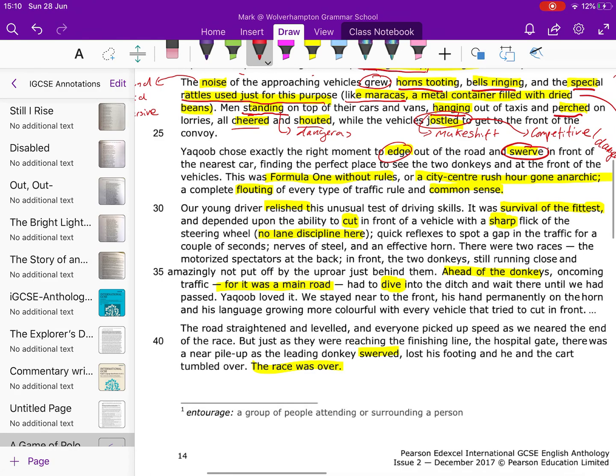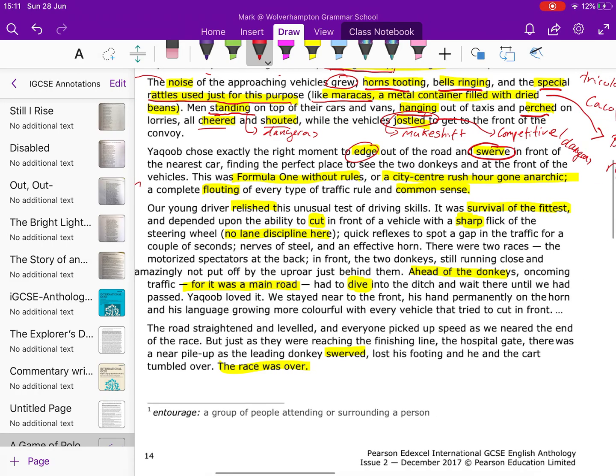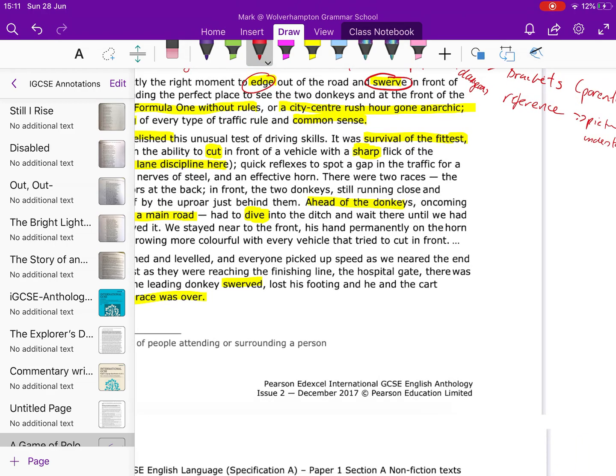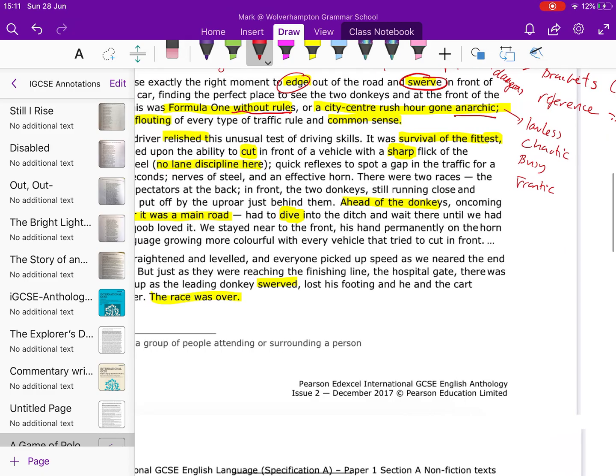Now we have some more comparisons that would work for us as a Western audience. Remember, part of her intention as a writer of a travelogue is to inform and explain, and that's what she's doing here. So the comparison to what we would understand, this was Formula One without rules, a city centre rush hour gone anarchic. So two things we're familiar with, and both examples have the idea of it being lawless and chaotic, and very busy, lots of frantic movements, for example. So that's what she's trying to do there. She uses two comparisons.